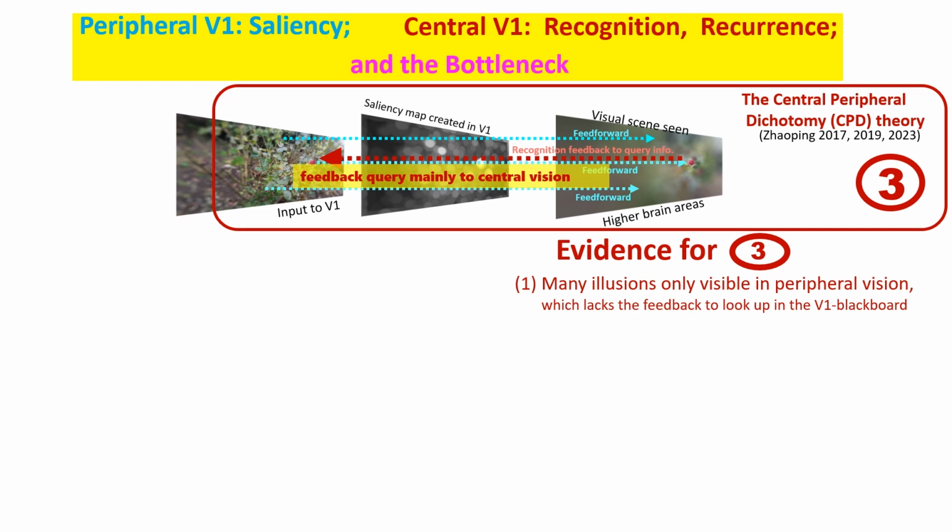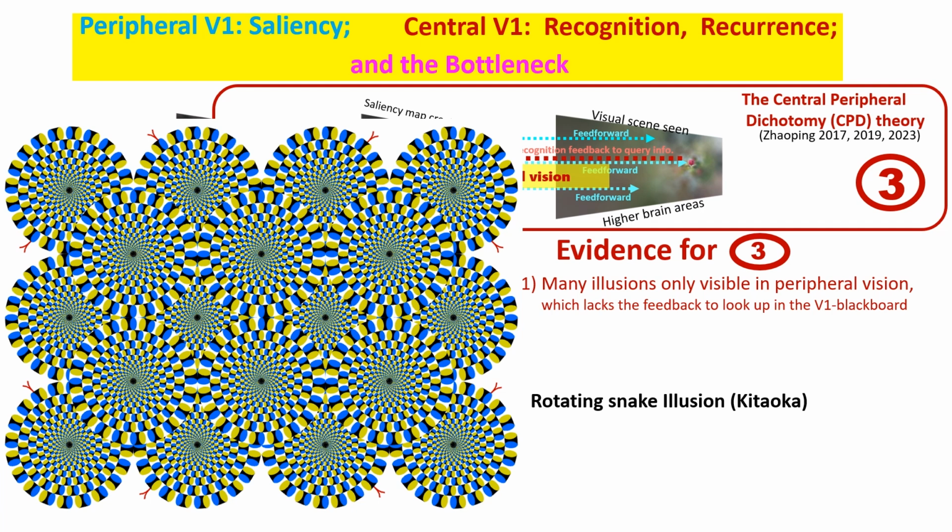Evidence for the CPD theory includes many illusions that are only visible in peripheral vision. Here is an example. You see illusory motion in a static image, but not where you fixate your gaze. Your peripheral vision lacks the feedback to look up the V1 blackboard, so can be easily fooled by information-impoverished feed-forward signals. Central vision is not fooled because it has the feedback query to verify feed-forward signals.